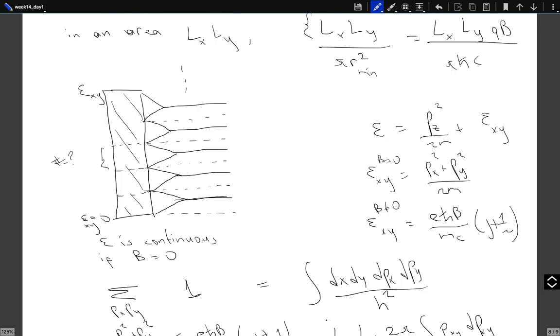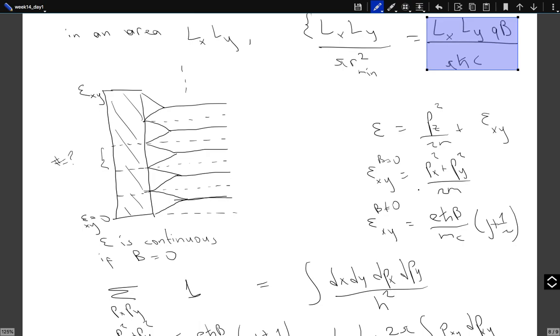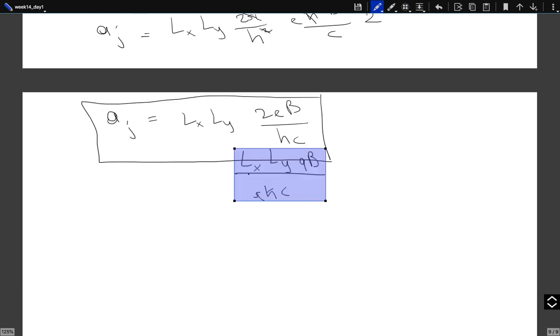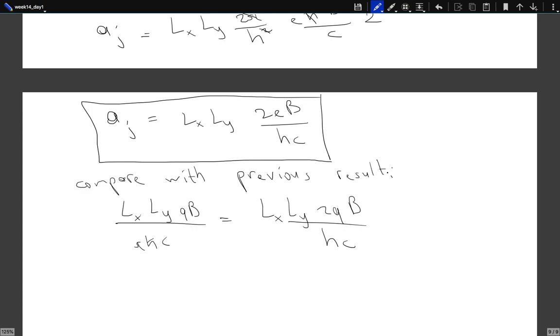Now let us compare it with my previous result. Even the previous intuitive interpretation just gives the correct answer.